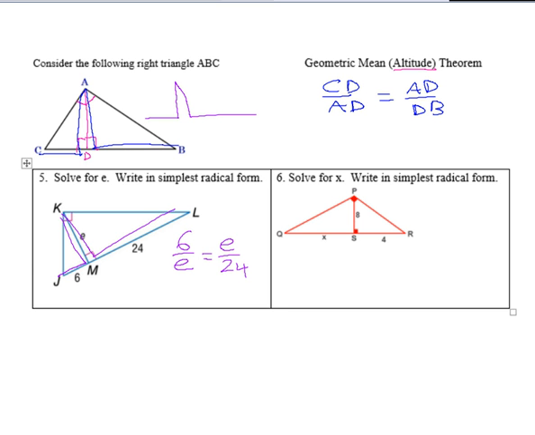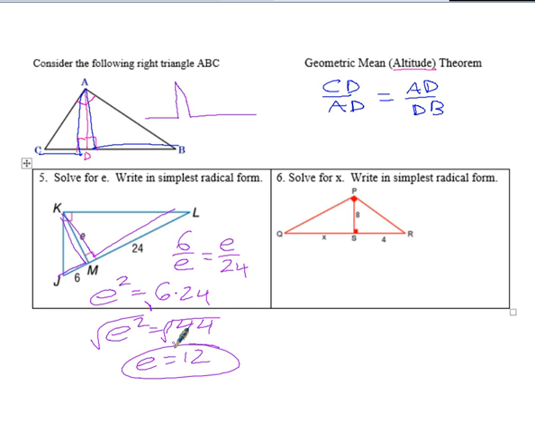So now we just cross multiply and solve. When I cross multiply, I get E squared is equal to 6 times 24. And so 6 times 24 is equal to 144. So now I have E squared equals 144. Square root both sides, I get E is equal to 12.